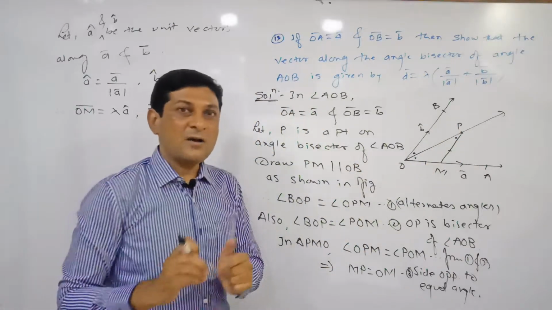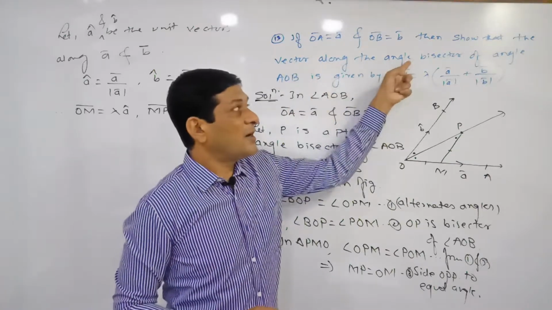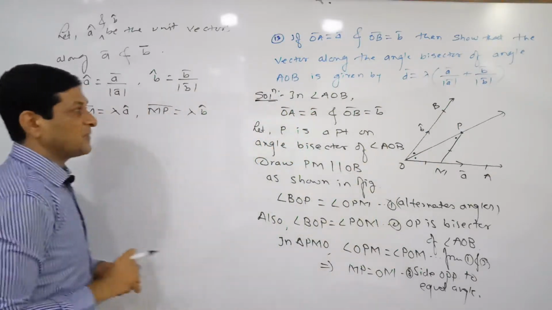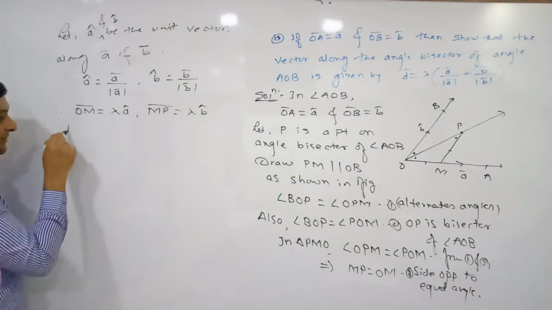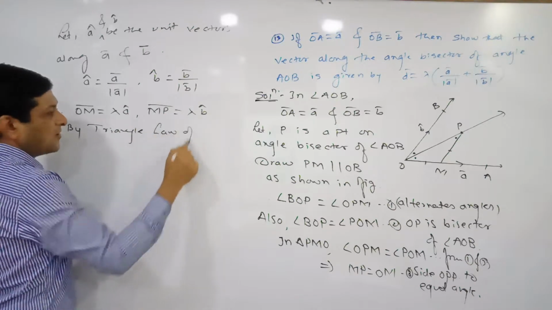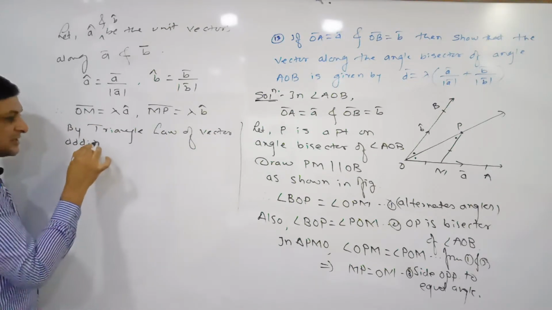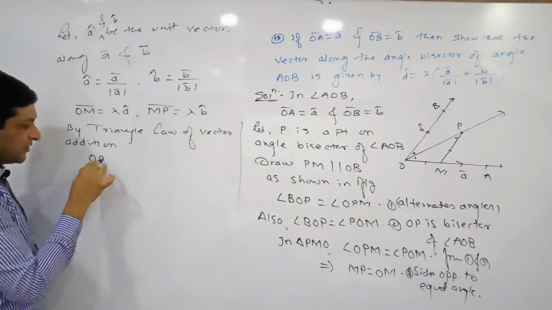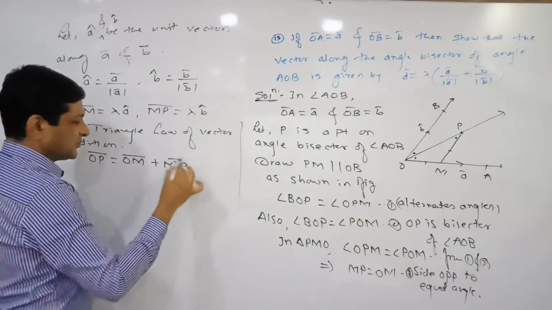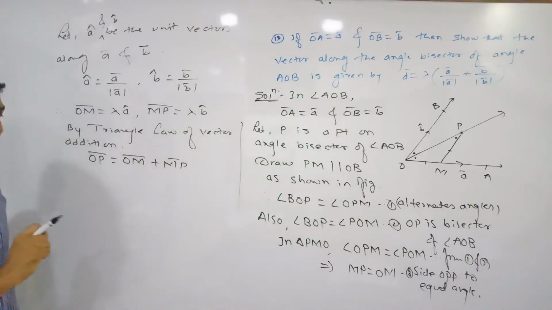OP bar is the vector along the angle bisector, and the question is also to find the vector along the angle bisector. So now we are trying to find OP bar by applying the triangle law of vector addition. So by triangle law of vector addition, see what result we will get. Observe the figure very carefully. OP bar is equal to OM bar plus MP bar. This result we have got by applying the triangle law of vector addition.